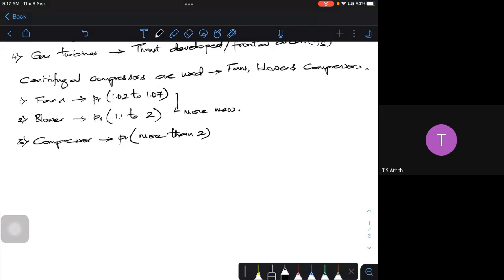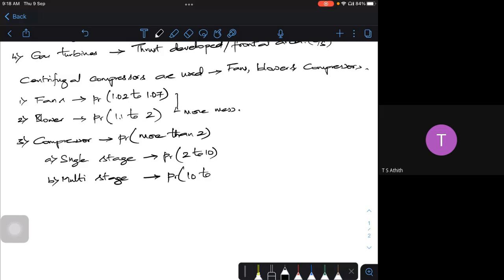Okay. Now, if it is a single stage compressor, my pressure ratio will be between 2 to maybe 8 or 10, somewhere around that. If I go for multi-staging, my pressure ratio will be around 10 to 18 or something, so 10 to 20 you can put. So if you go for a higher pressure ratio, the usually preferable choice is axial flow compressors.